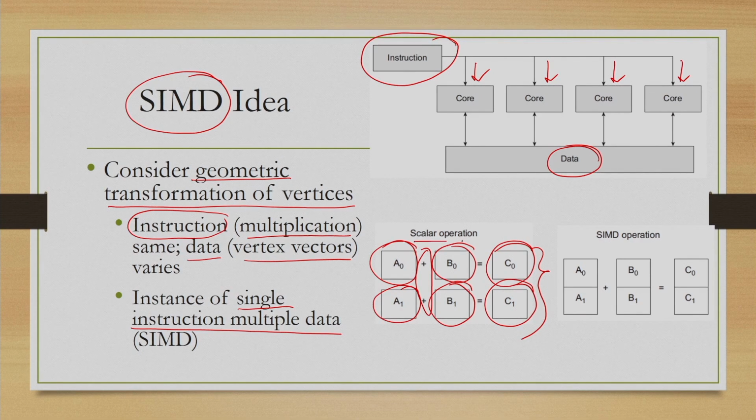This is normal operation. In case of SIMD, what happens is that we have this as data streams and the instruction is single. Here, note that we have two instructions working on two separate data streams. Here, we have a single instruction working on both the data streams to give us the desired output. That is the idea of SIMD.